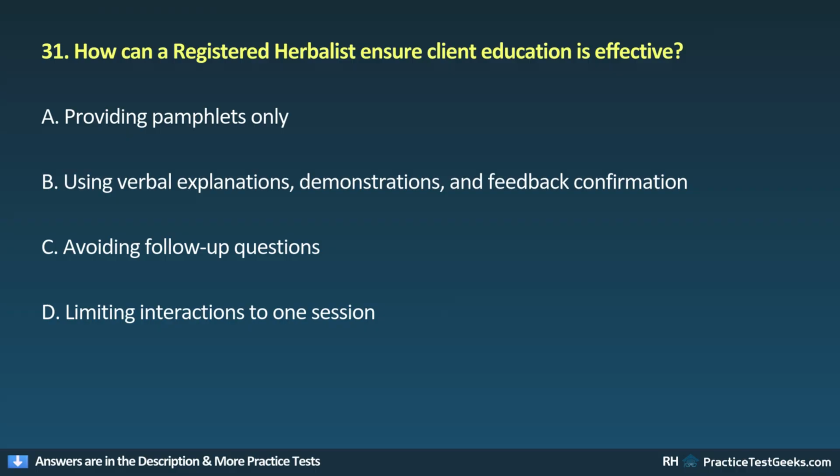31. How can a registered herbalist ensure client education is effective? A. Providing pamphlets only. B. Using verbal explanations, demonstrations, and feedback confirmation. C. Avoiding follow-up questions. D. Limiting interactions to one session.